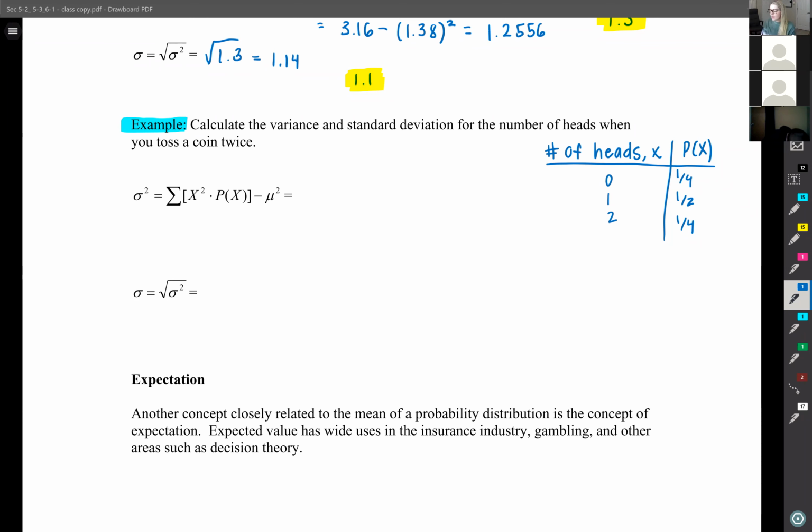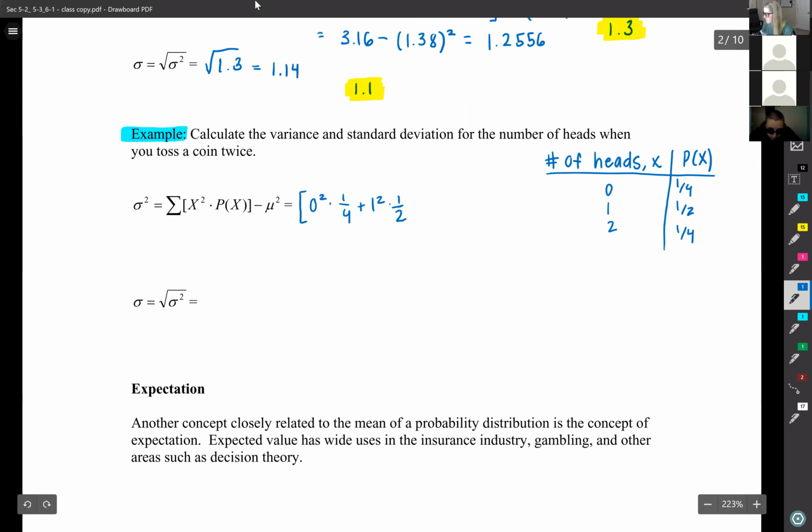Same way that we did the last example, first we take each x value and square it and then multiply it by that probability. So 0 squared times 1/4. Next, we do 1 squared times 1/2. And then we add to it 2 squared times 1/4. And then that's the first part of the equation, and then we need to subtract the mean squared. We found that the mean for this probability distribution in our past example was 1. So we'll subtract 1 squared.